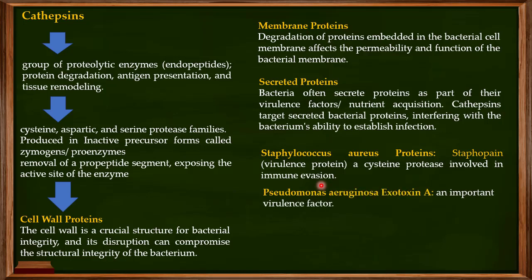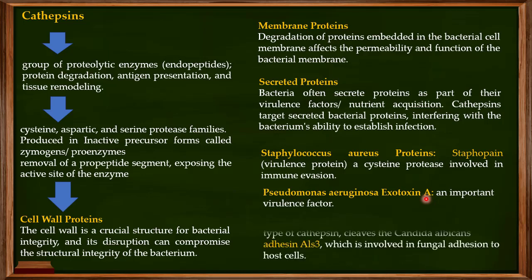Another important one from the gram-negative bacteria is Pseudomonas aeruginosa, a very important gram-negative bacterial pathogen that releases an important exotoxin, which is known as exotoxin A, and this exotoxin A is an important virulence factor of Pseudomonas aeruginosa. So when the cathepsin degrades this exotoxin A, you are degrading the virulence factor of Pseudomonas aeruginosa, so you are actually controlling the virulence of this particular bacterium.